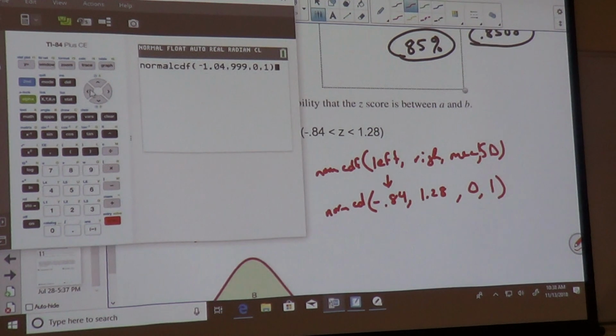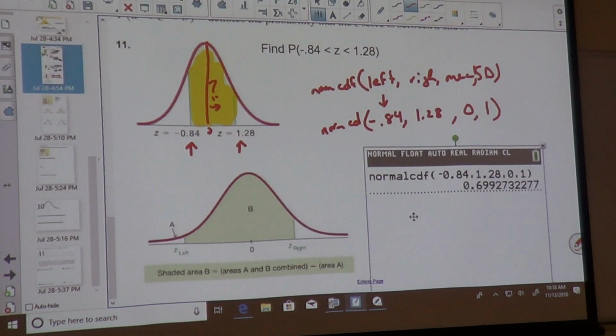I'm lazy. I'm going to do second enter. Back that thing up and just type over it. 0.84, comma, 1.28, comma, 0, comma, 1. So that would be my answer.